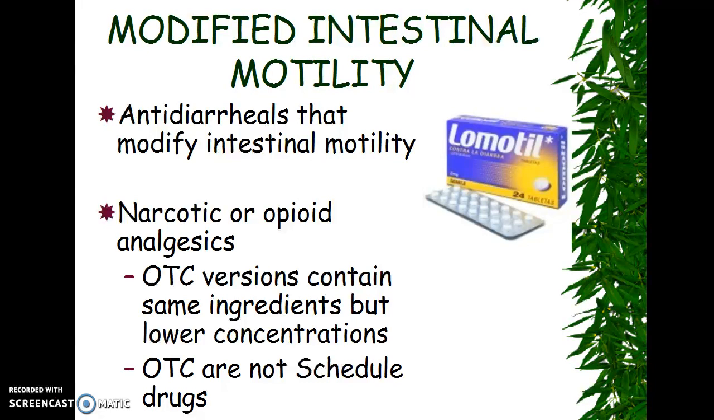So we use this side effect to our advantage in helping to slow motility. If things are moving through too fast, we can use an opioid type of motility modifier for the GI tract. There are over-the-counter versions of this. Even though these are narcotics, they're not considered to be scheduled drugs. They do not have the potential for abuse as far as causing the psychoactive type effects. They just mainly cause this effect of modifying the motility of the GI tract.